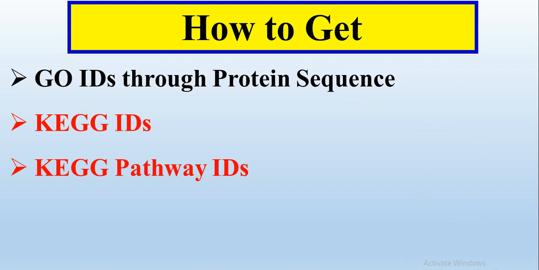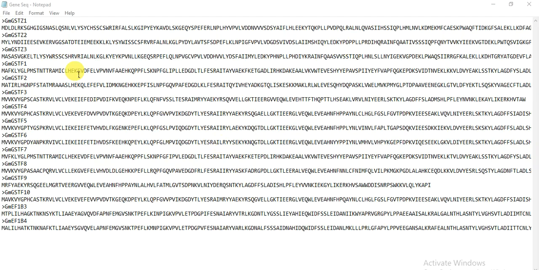Let's start. For example, I am working on a gene family and these are their members. These are about 12 or 13 members, and I want to know what type of GO or KEGG IDs these members have and what type of pathway they are involved in. I have only the protein sequence, so I will use this protein sequence to get these IDs.